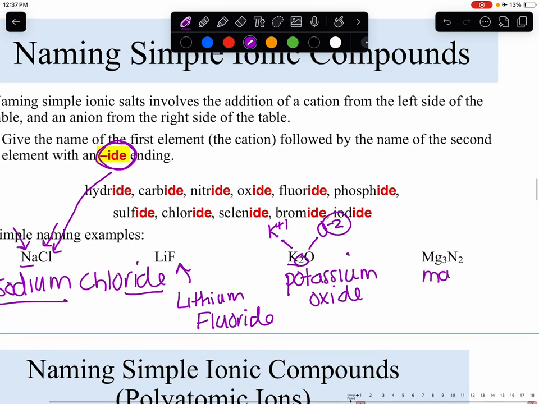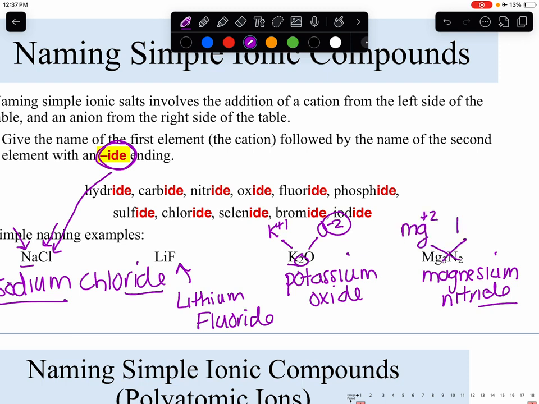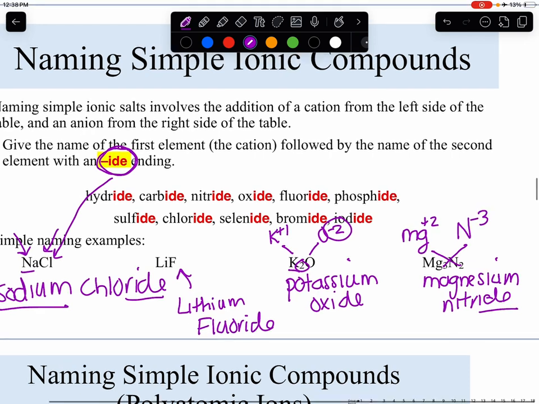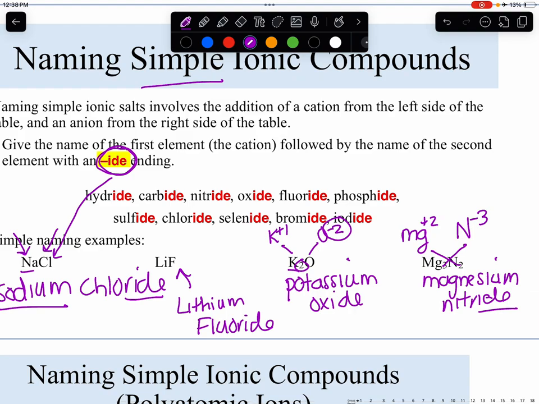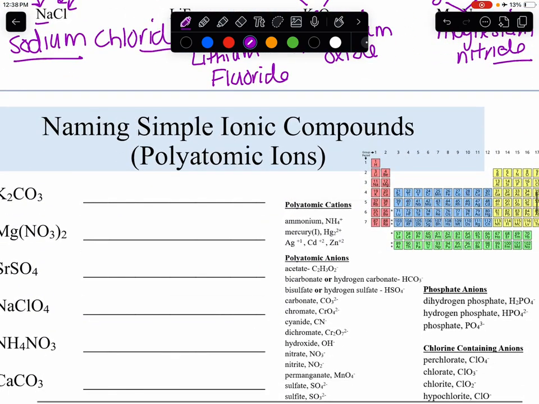And then we have magnesium nitride. Okay, so you have to change this ending, ide at the end. Again, where did these numbers come from? You can kind of crisscross them back up. The first sign is always a plus, the second is always a negative. Okay, so that is naming simple ionic, meaning there's only 2 elements, a metal and a non-metal.